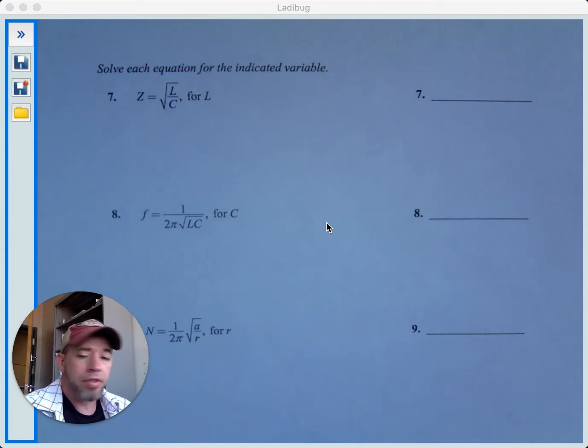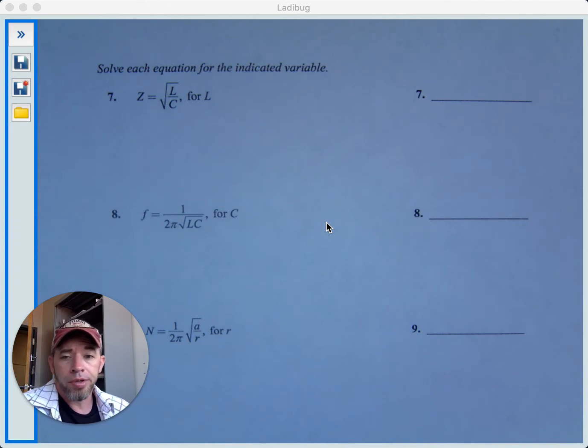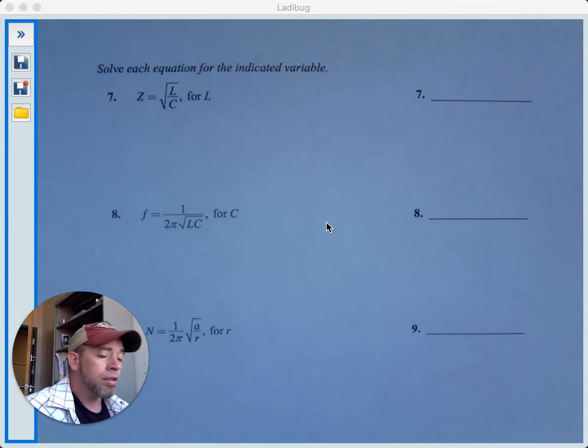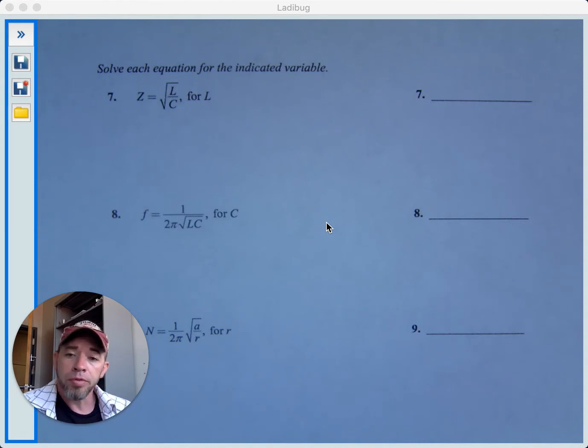Alright, so we're ready for the second page of 10.6 notes. On this page, we're going to solve what are called literal equations that involve radicals. Literal equations, again, are equations with multiple variables where you're solving for one of the variables in that equation.